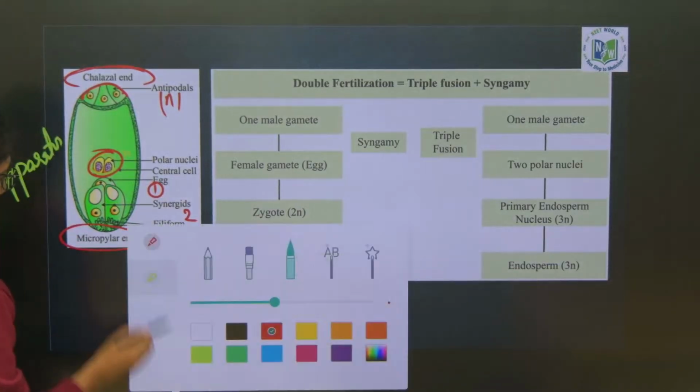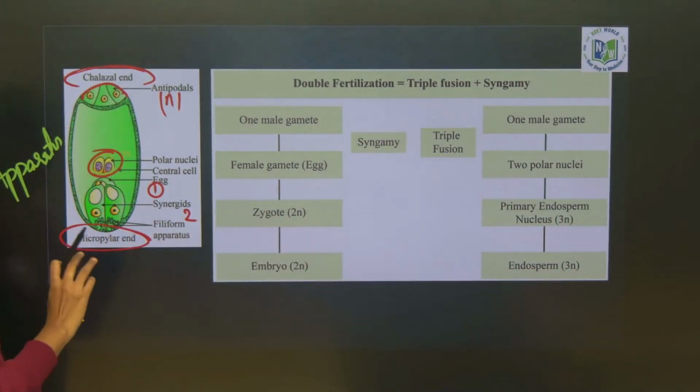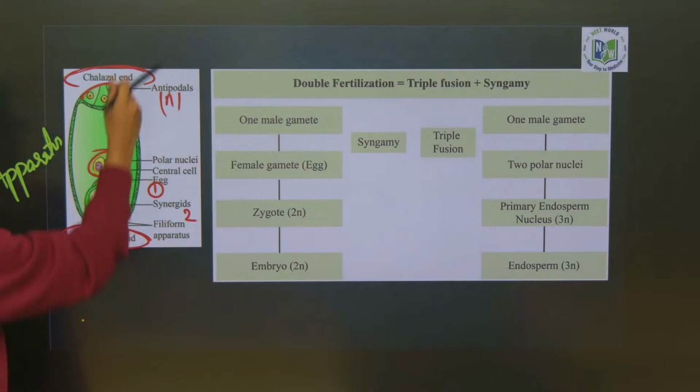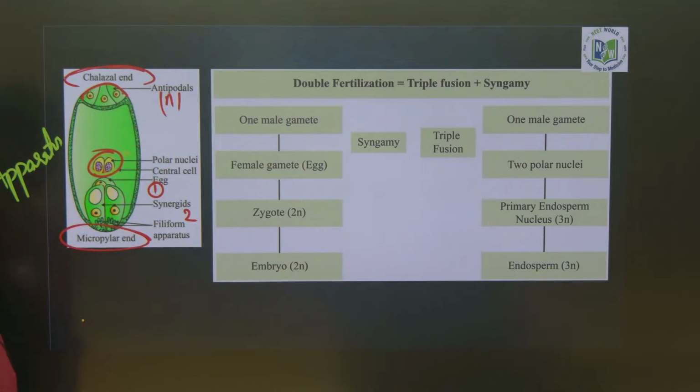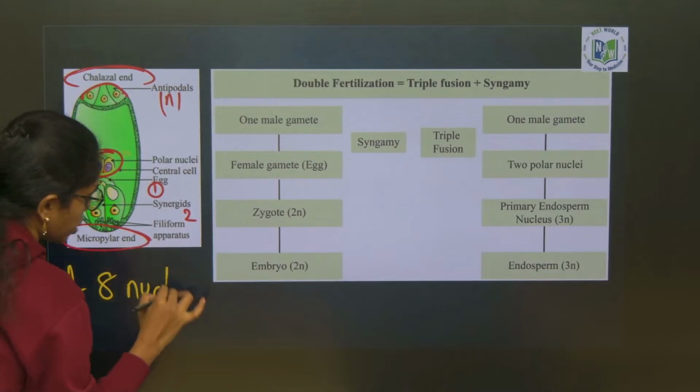How many celled? 7 celled. How many cells? 3 antipodals, 2 synergids, 3 plus 2 is 5, plus 1 egg cell is 6, plus 1 cell, that is the central cell. Total 7 celled, and 8 nuclei because the central cell has 2 nuclei. So, the embryo sac is 7-celled, 8-nucleated condition.